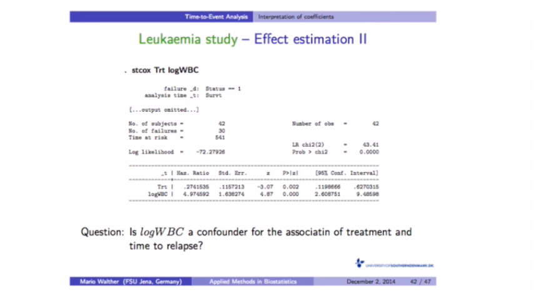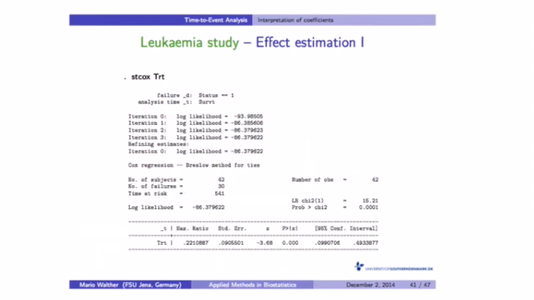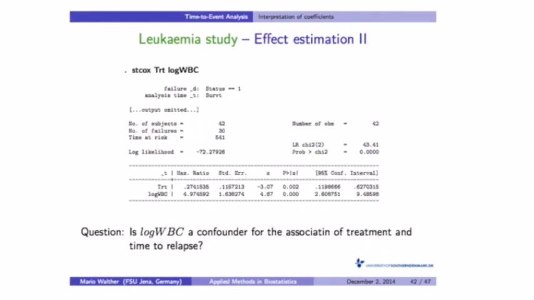So it remains to answer the question if the logarithm of white blood count cells is a confounder. We have to compare this output with the former output, and we have to compare the hazard rate ratio, the coefficient. So what would you deduce? 0.22 compared to 0.27. Would there be a confounding? It's not more than 10%.